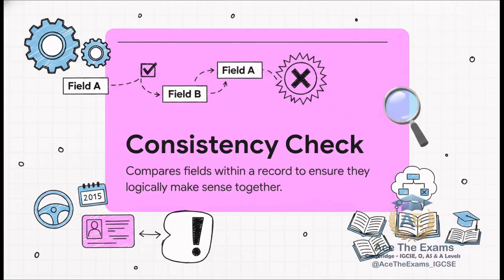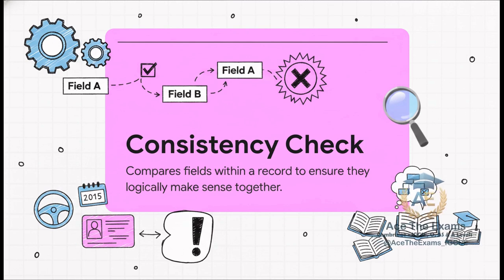An elite candidate, however, slows down and writes, "a consistency check, which verifies the logical relationship between two disparate fields, should be implemented between the delivery date and order date to guarantee that the delivery does not impossibly predate the order itself." Always define your terms and then apply them directly to the scenario.